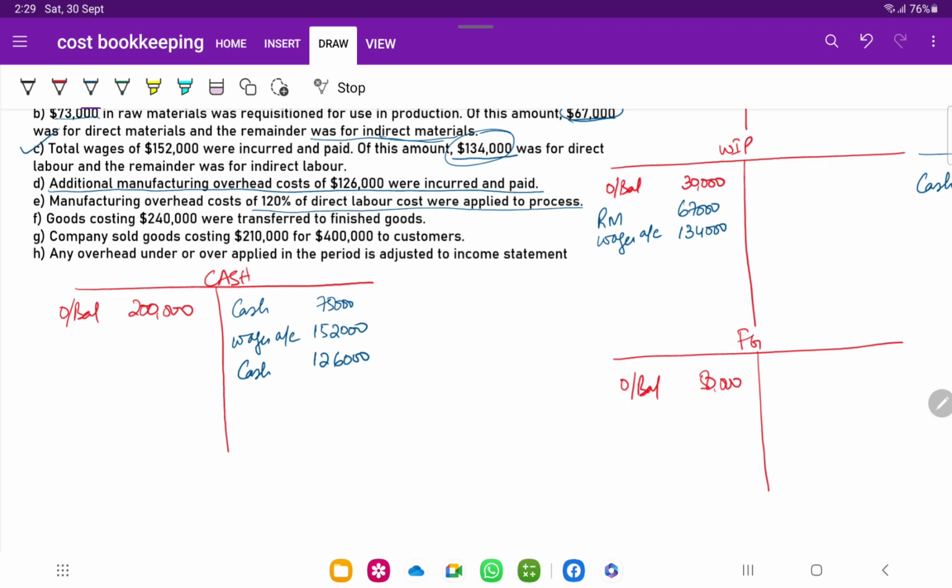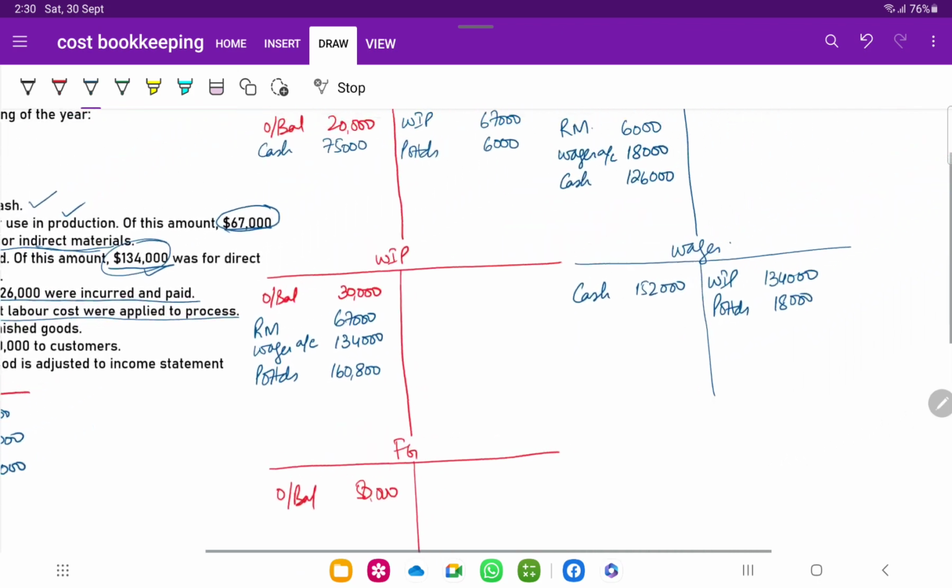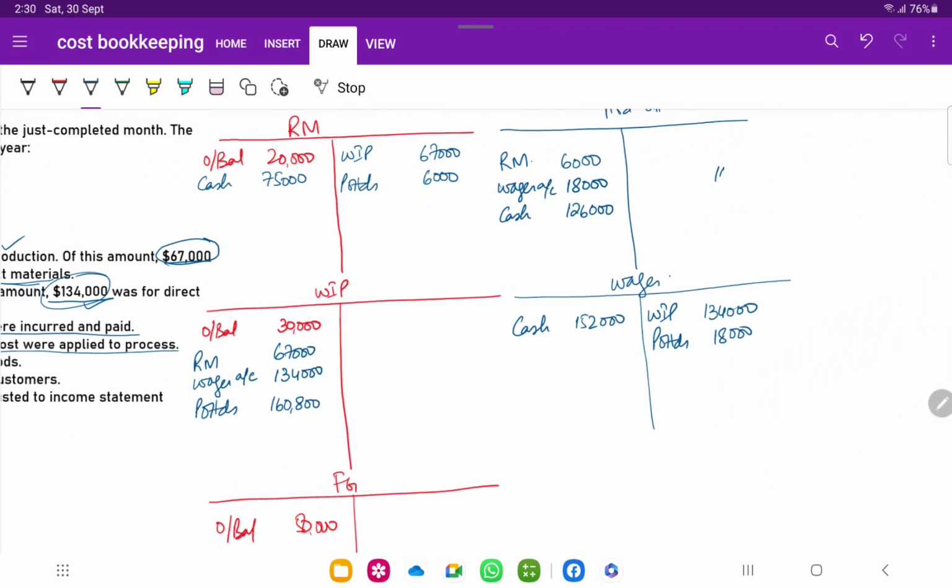120% of direct labor costs were applied. Direct labor cost was around 134,000, so 134,000 times 1.2. Let me check. 134 times 1.2 is around 160,800. So 160,800 will be classified as production overheads, and we will make our credit entry in production overheads with the amount of 160,800. Right.